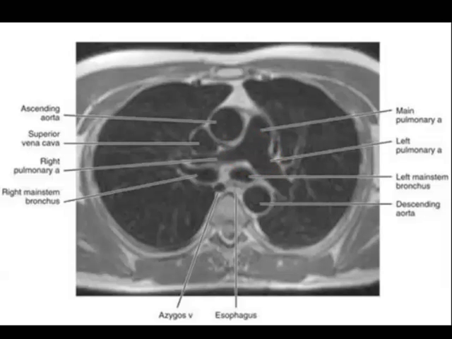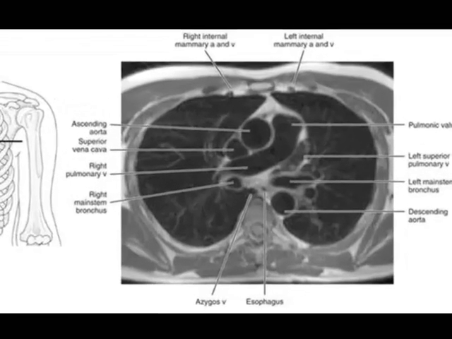The descending aorta is the largest vessel in the posterior aspect, with the azygos vein demonstrated on the patient's right adjacent to the vertebral body. And the esophagus lies between the ascending aorta and the azygos vein.